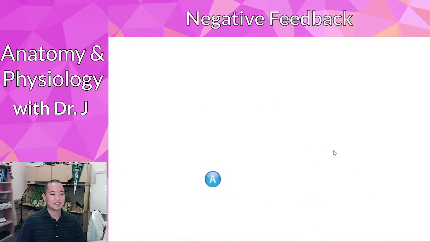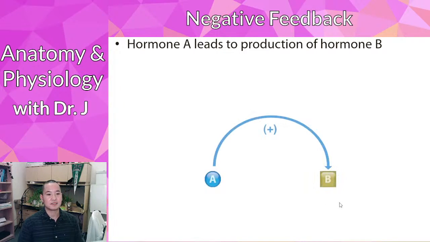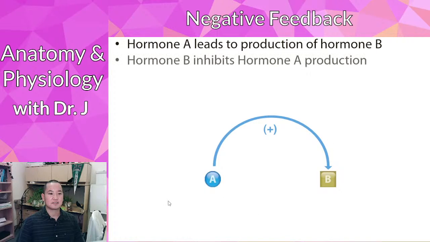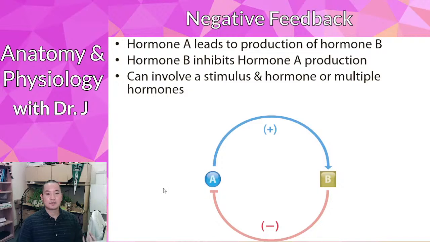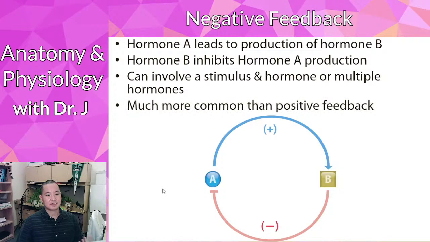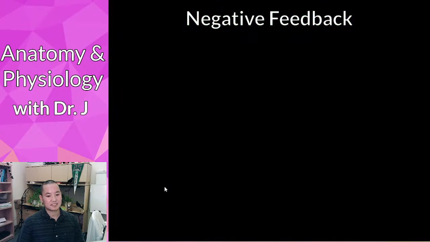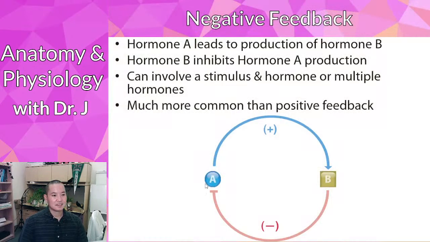Now, negative feedback, here's a general example of negative feedback. So hormone A leading to production of hormone B, but instead of hormone B triggering the production of hormone A, it's going to inhibit or shut off production of hormone A. So what happens in this situation? Well, say you start having like too much of hormone A. I'd like to use this example. So with this negative feedback, you notice that A triggers B, but B turns A off.